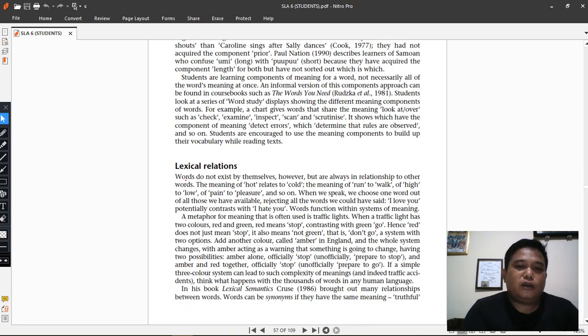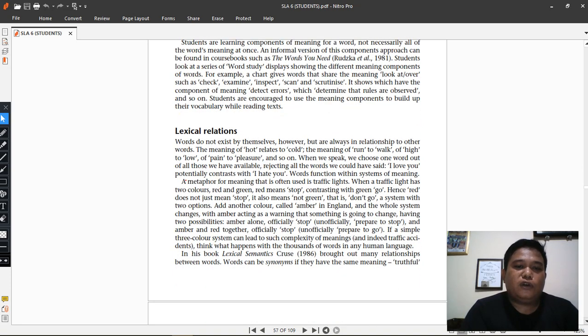And then there is lexical relation. This is how you relate one word to another word which actually has a relation. Like here, for example, the meaning of hot relates to cold, of course. The meaning of run to walk, and so on.